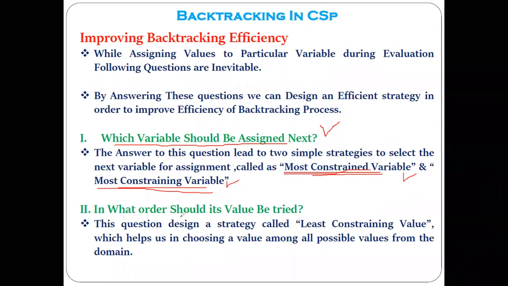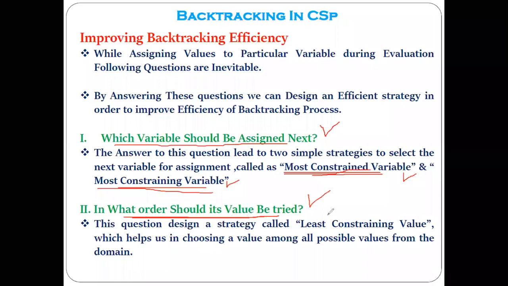In a similar way, the second question also gives another technique to improve the backtracking efficiency. That second question is: in what order should its value be tried? Now, the second question is related to the value, while the first was related to the variable. What is the second question? In what order should its value be tried?